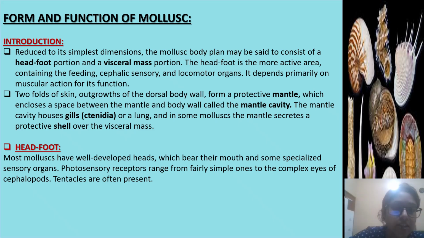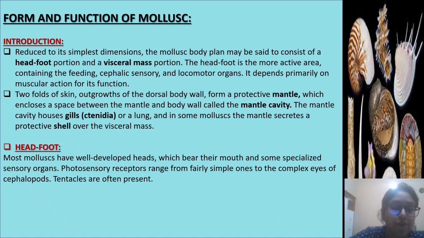Two folds of skin, outgrowths of the dorsal body wall, form a protective mantle which encloses a space between the mantle and body wall called the mantle cavity. The mantle cavity houses gills or ctenidia, or a lung, and in some mollusks the mantle secretes a protective shell over the visceral mass. Next point, head-foot portion.